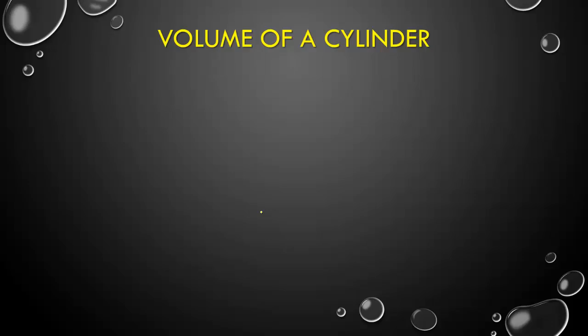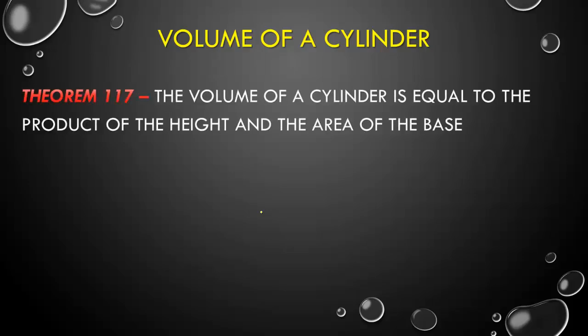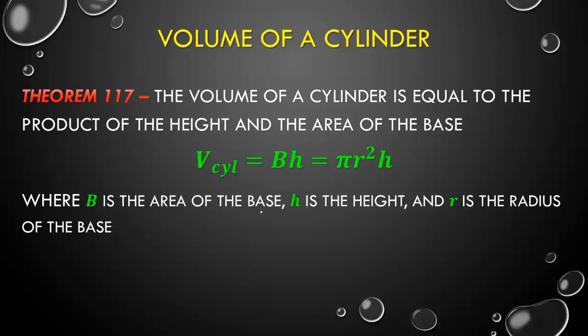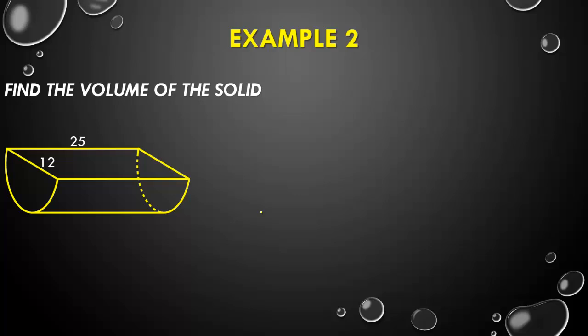Let's go on to volume of a cylinder. So theorem 117 states that the volume of a cylinder is equal to the product of the height and the area of the base. Okay, so base times height, and remember the base of a cylinder is a circle, so just pi r squared times the height. Okay, so B is the area of the base, H is the height, and R is the radius of the base. Let's take an example of this.